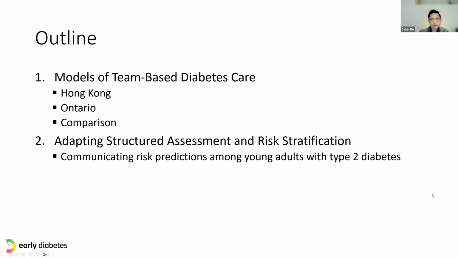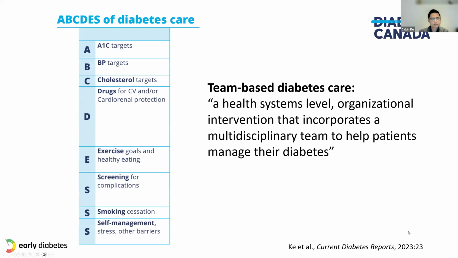So this talk is going to be in two parts. The first part is going to focus on team-based diabetes care and specifically comparing models of care, what we have in Ontario compared to other jurisdictions such as Hong Kong, and what we can learn from that comparison. And then the second part is going to be talking about adapting a specific model of care and specifically the role of cardiovascular risk communication in the population of young adults with type 2. And so I'll focus now on the models of care.